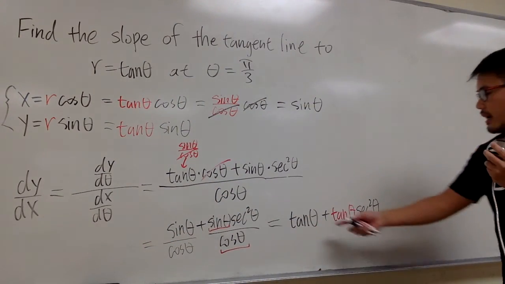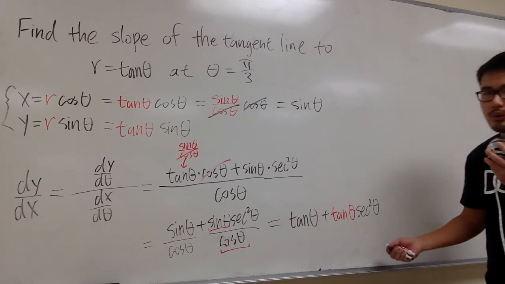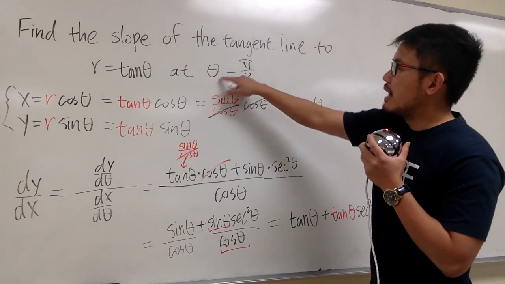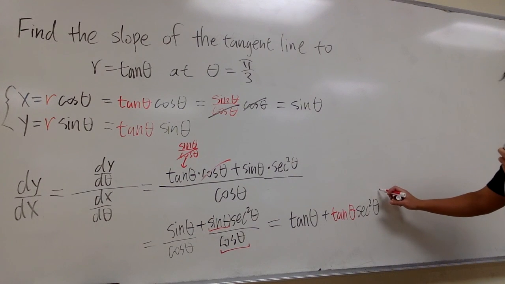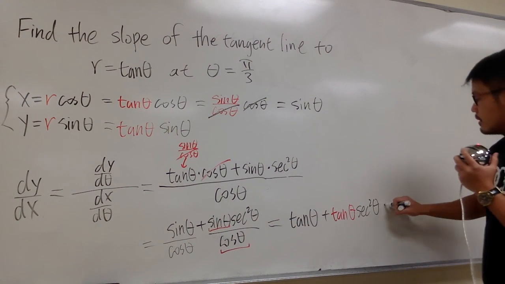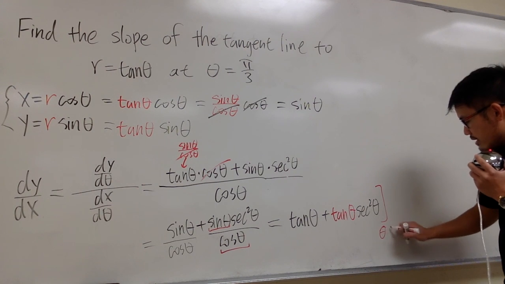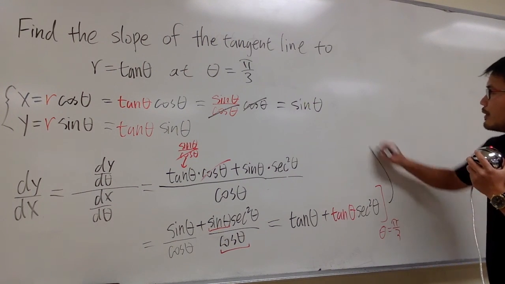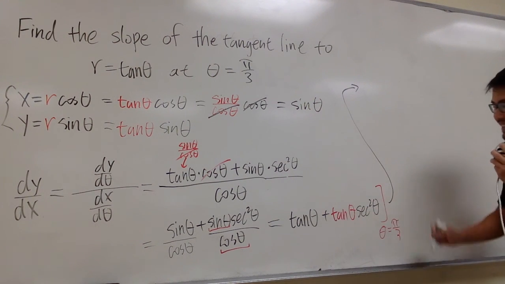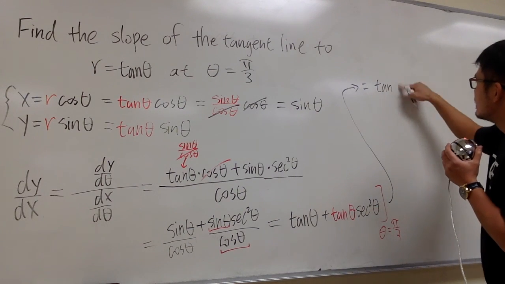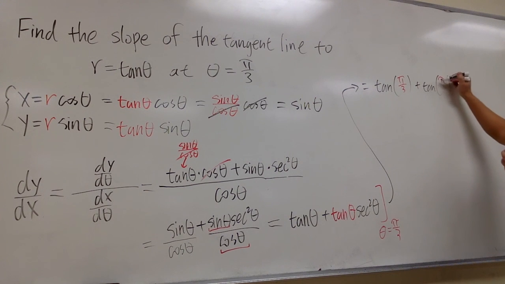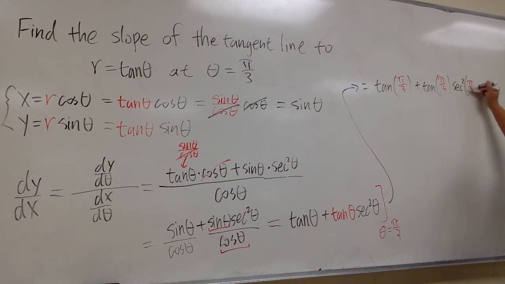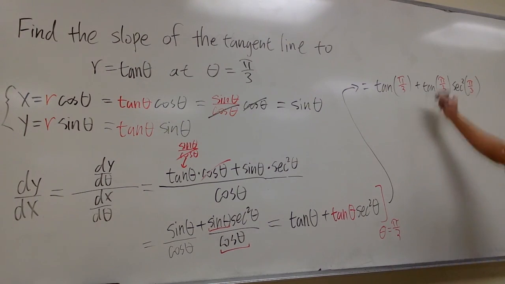This is depending on the theta value, which we are given: theta is equal to pi over 3. So I'm just going to plug in theta is pi over 3. Let me show you. I want to plug in theta equals pi over 3 into my expression here. We have tangent pi over 3 plus tangent pi over 3, and then the last part is secant squared pi over 3.